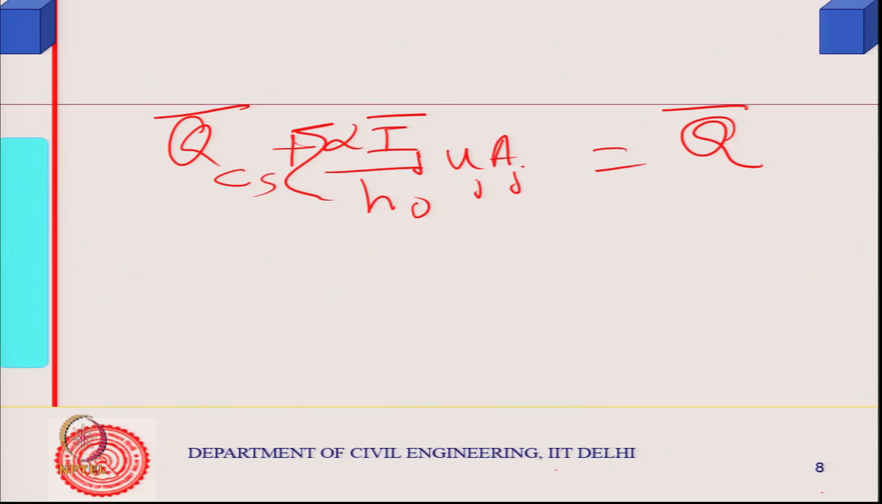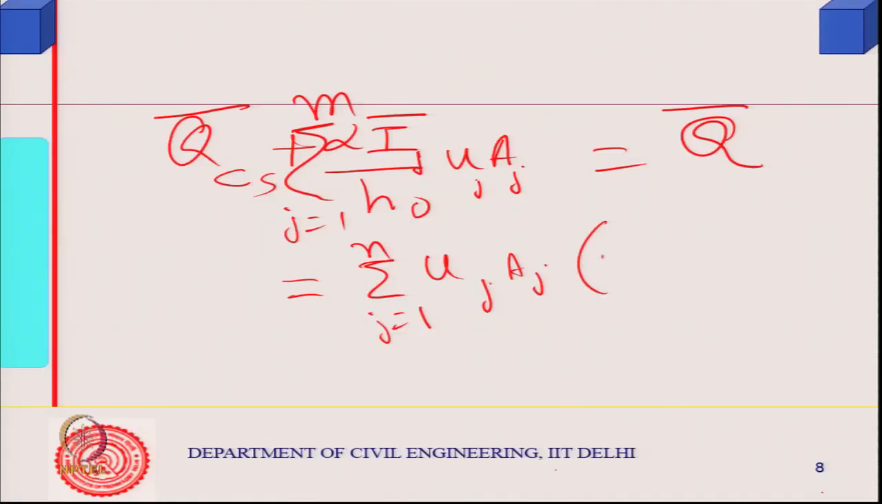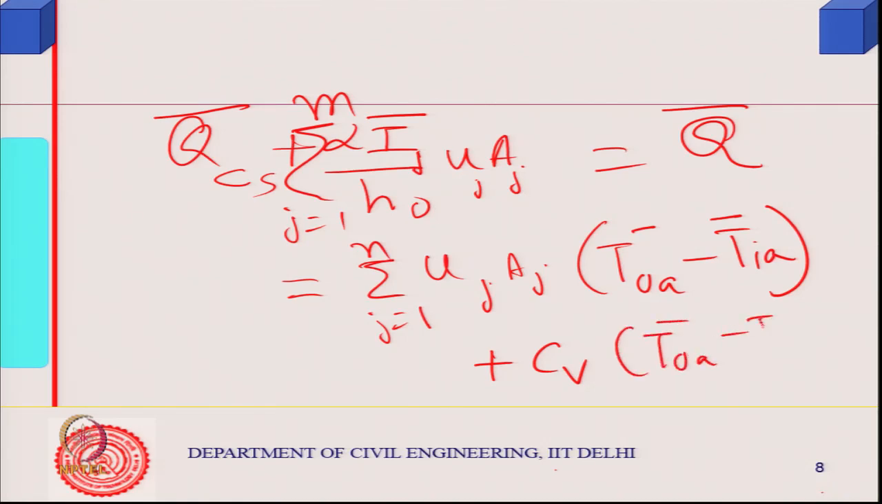and this we are calling Q bar. This must be equal to sigma of U_j, j going from 1 to m, and here U_j A_j, j going from 1 to n, where m surfaces receive radiation and there are a total of n surfaces, into TOA bar minus TIA bar, plus CV into TOA bar minus TIA bar.